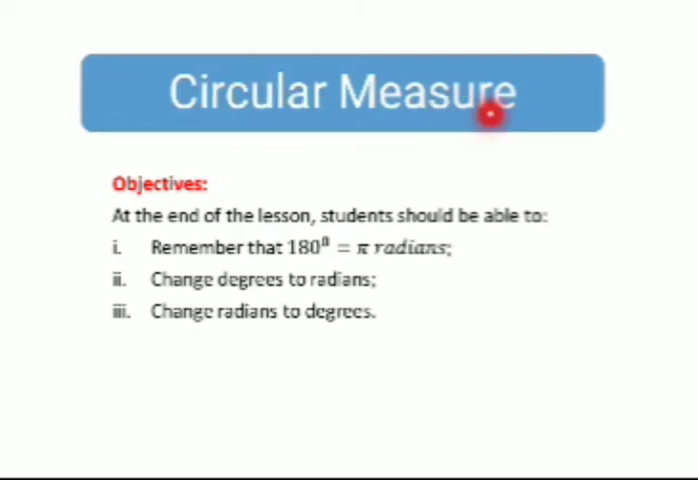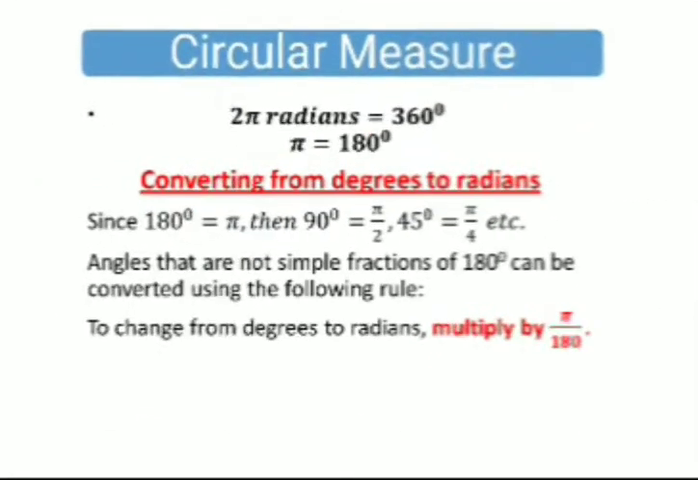Circular measure. At the end of this video, you should be able to remember that 180 degrees is equal to pi radians. You should be able to change from degrees to radians. Then you should be able to change from radians to degrees.